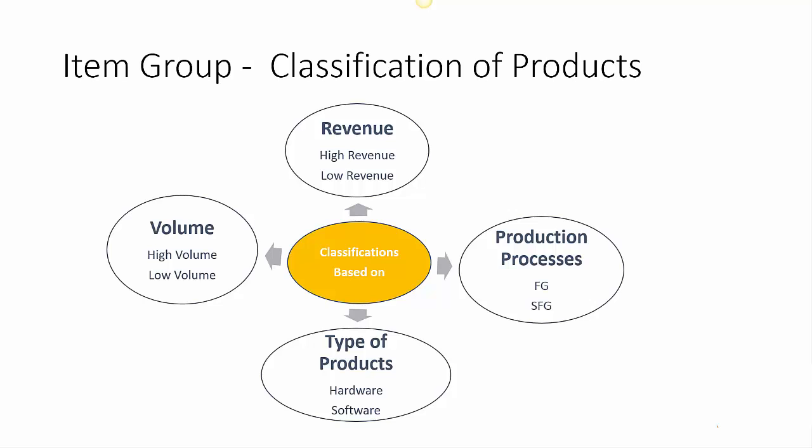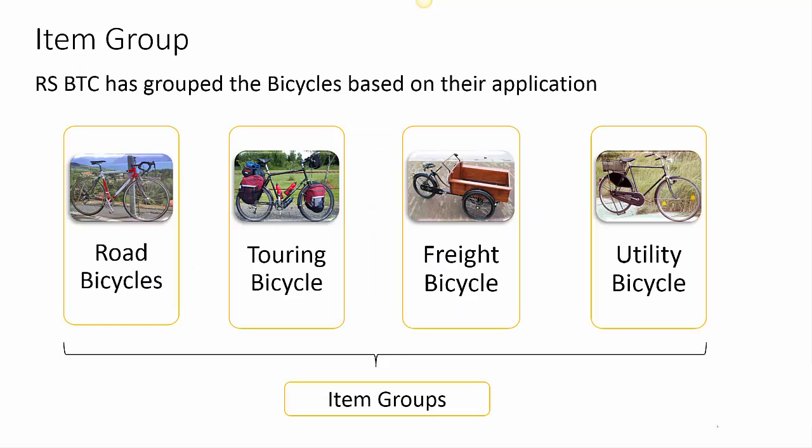Different companies have different ways to classify the products. For example, products can be classified based on the revenue, volume, type of products, or based on their application in the manufacturing process. RS Bicycle Trading Company has categorized all their product families into 4 major categories based on application. For example, road bicycles, touring bicycles, freight bicycles, and utility bicycles. One item group for each product family should be enough.